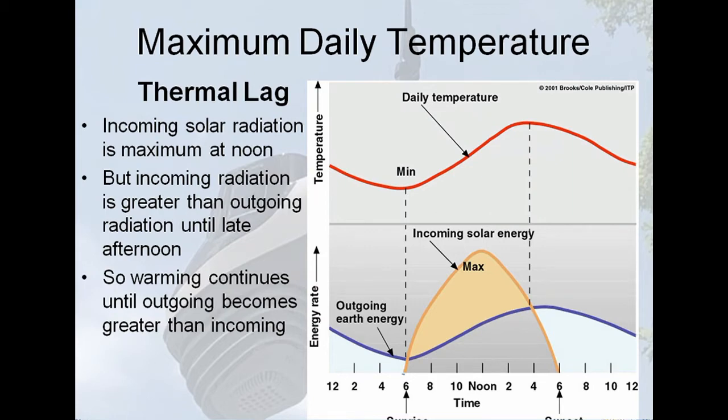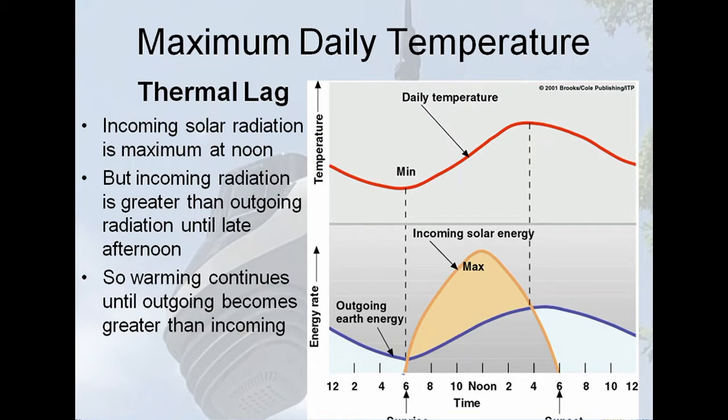So thermal lag, that's basically the reason. Incoming solar radiation is maximum at noon, but the incoming solar radiation is greater than outgoing radiation until late afternoon. And warming continues until outgoing becomes greater than incoming. So about 4 p.m. is when that change starts. Now you have less incoming solar radiation than you do outgoing, and then you start to cool off at that point.